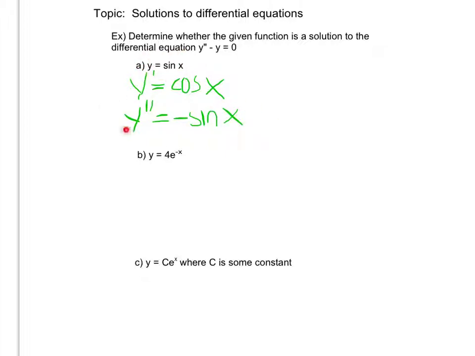Well, now I have the two things I need. I have my y and I have my y double prime. I'm going to go ahead and plug them into this equation, giving me negative sine x minus sine x. And I want to know, does that equal 0? Since it does not equal 0, this would not be a solution.